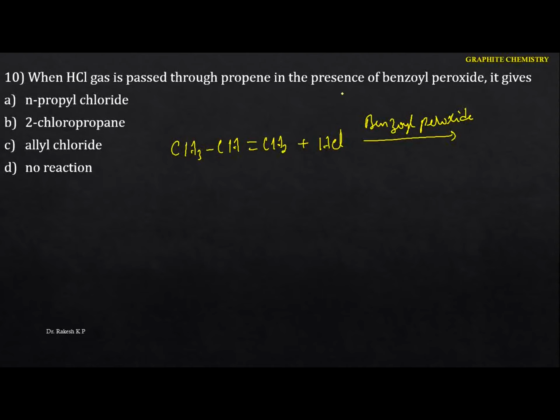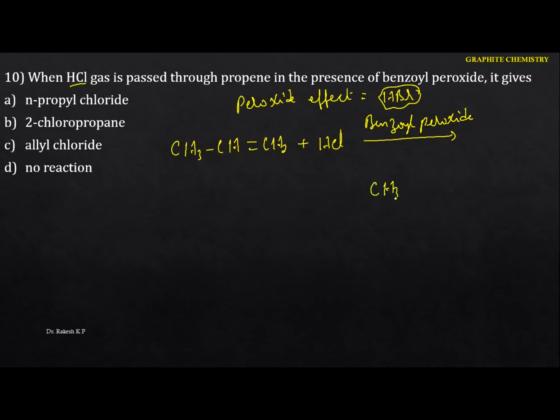But especially for the peroxide effect or the anti-Markovnikov addition, you have to remember this: only HBr applies. Only HBr, but not HCl and HI. So here the condition is the peroxide effect or Kharasch effect, but only for HBr. But here the hydrogen halide given is HCl. Hence, even in the presence or absence of peroxide, the addition takes place according to the Markovnikov rule only.